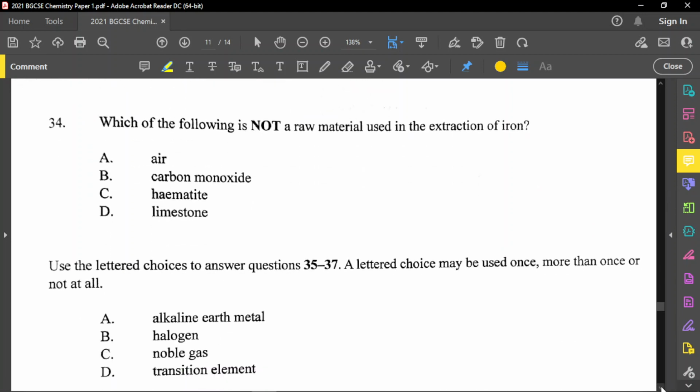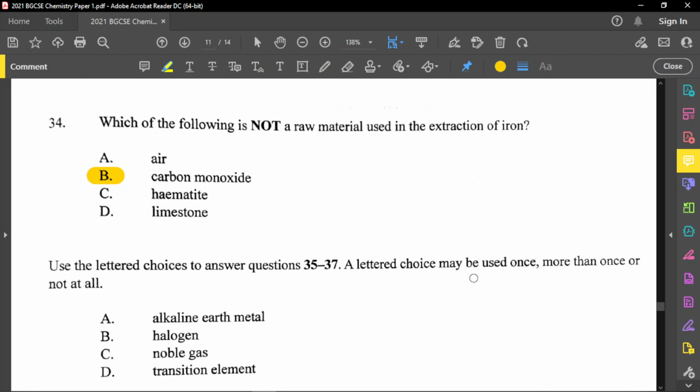34 is which of the following is not a raw material used in the extraction of iron? What is not used in the extraction of iron? Air is needed, of course. Carbon monoxide is not used. Carbon monoxide is actually poisonous to human beings. It depletes the amount of oxygen in your blood, because if you take it into your body, the hemoglobin cannot absorb oxygen. So it's a poisonous substance, and it's not used in the extraction of iron. But hematite is used, limestone is used. All of those are used, so if you go back to the extraction of iron, you'll see they are needed.